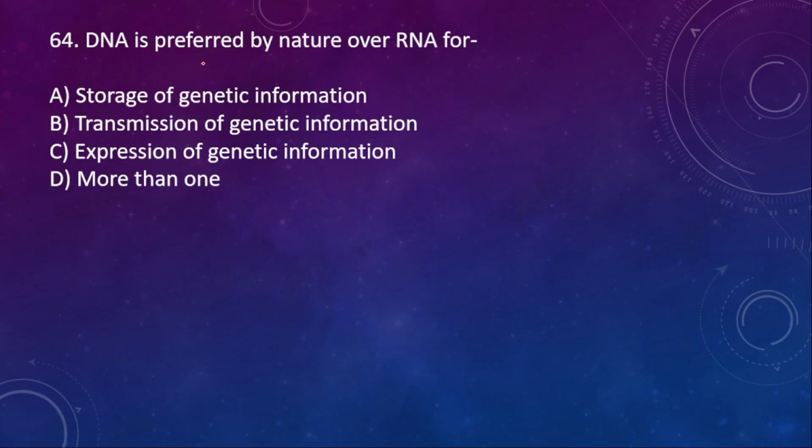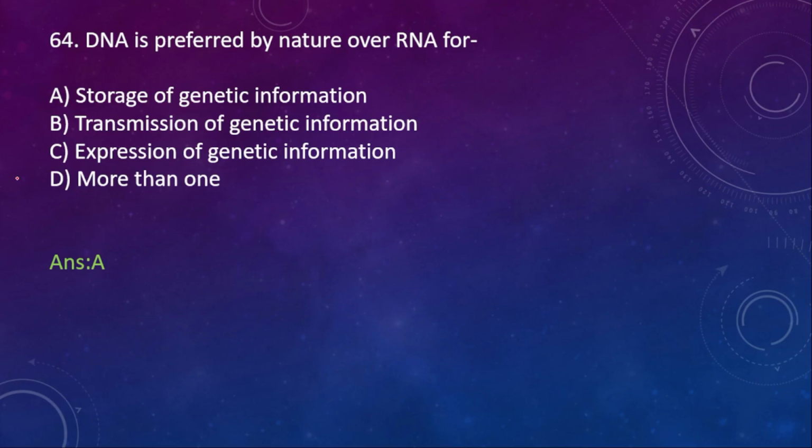64. DNA is preferred by nature over RNA for what? A. Storage of genetic information, B. Transforming of genetic information, C. Expression of genetic information, D. More than one is right here. The right option is A.